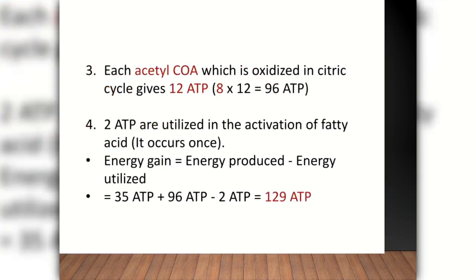Each acetyl-CoA oxidized in the citric acid cycle gives 12 molecules of ATP. So 8 into 12 is equal to 96 molecules of ATP. And 2 molecules of ATP are utilized in the activation of fatty acid, which occurs once. So energy gain is equal to energy produced minus energy utilized. Energy produced is 35 molecules of ATP plus 96 molecules of ATP, minus energy utilized, 2 molecules of ATP. Altogether 129 molecules of ATP are synthesized through beta oxidation of fatty acid.